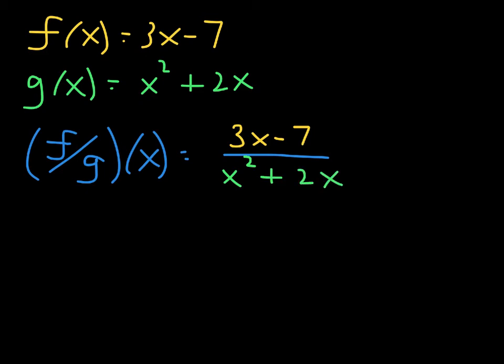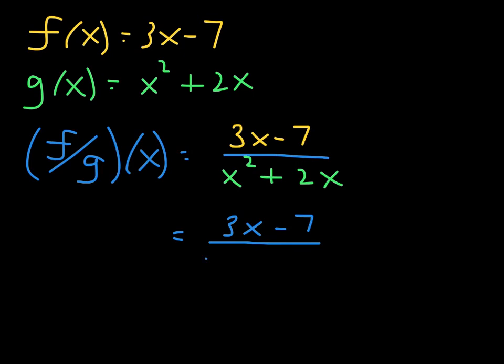Okay, now you're basically done unless this function can be simplified further. Now, this function can be simplified only if there's a common factor between the numerator and denominator. But unfortunately, or I guess it's unfortunate, I don't know, the numerator is prime, 3x minus 7 does not factor. And the denominator, x squared plus 2x, it does factor. It factors with an x.